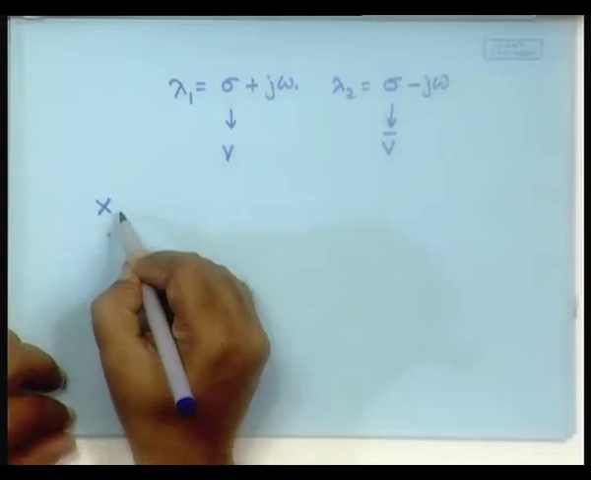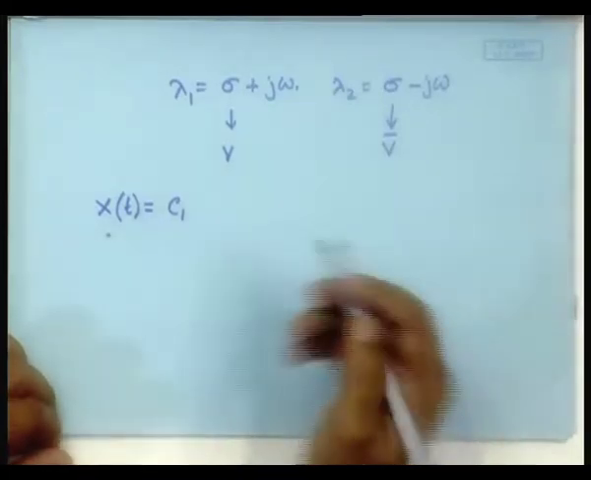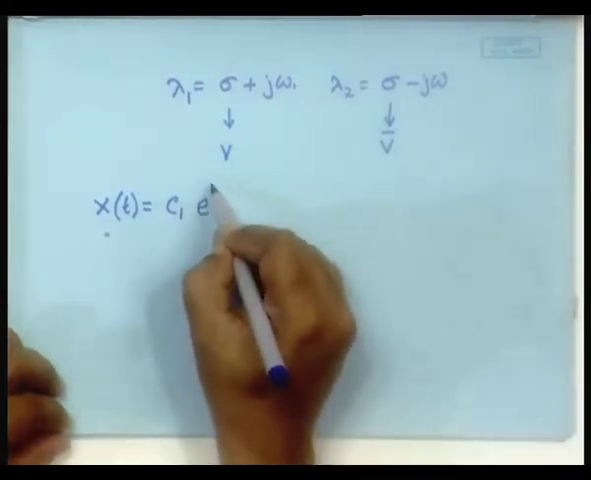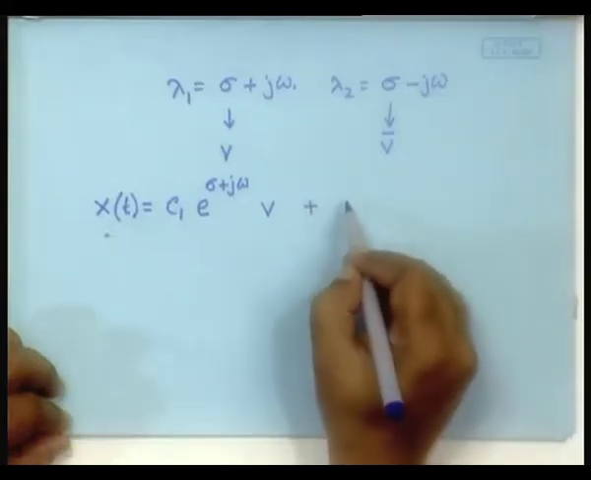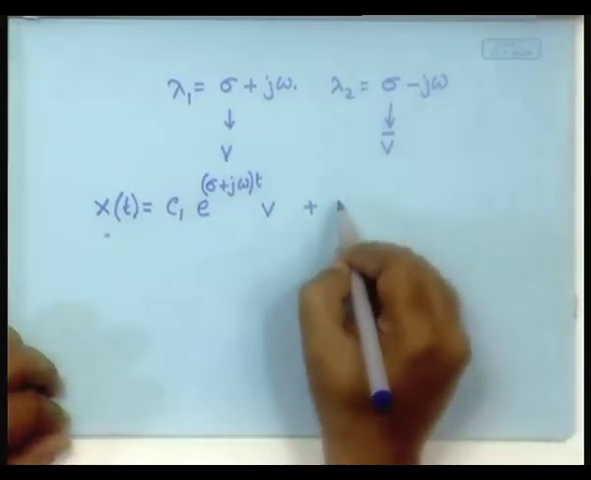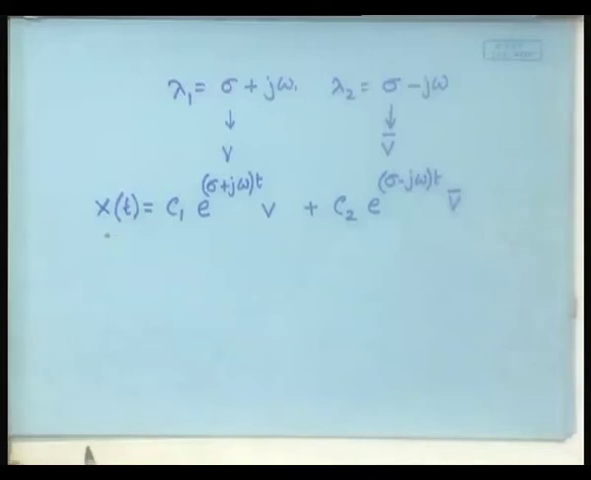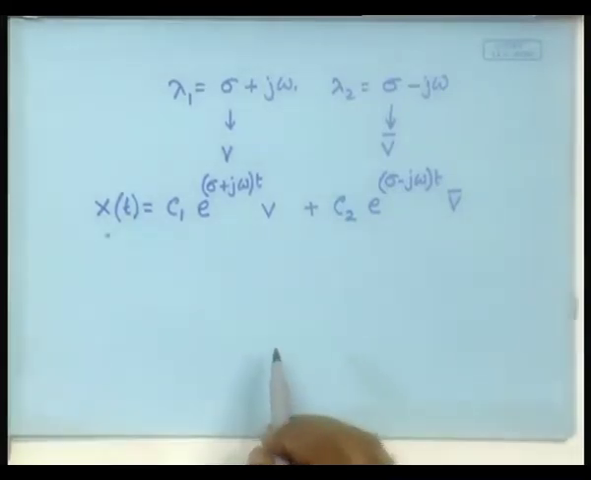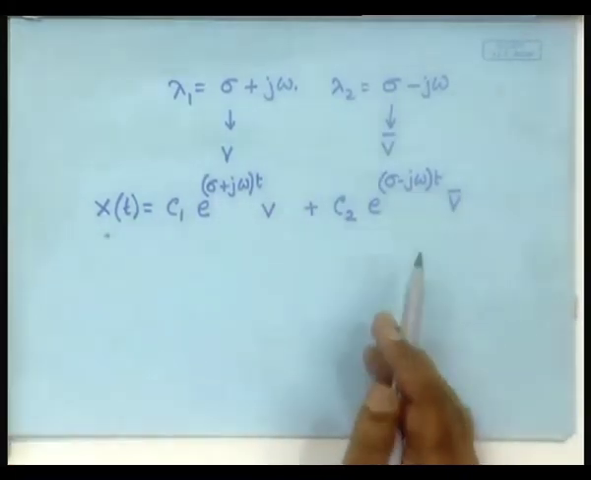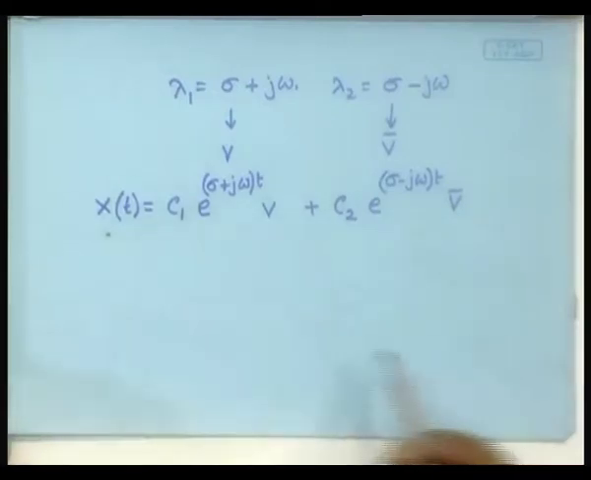So, the final solution is definitely x of t will be C1 e to the power sigma plus j omega t times v plus C2 e to the power sigma minus j omega t v bar. Okay. Now, C1 and C2, these things again have to be obtained from the initial conditions, that is what we have done. But then in this kind of a setting, C1 and C2 will also be complex.